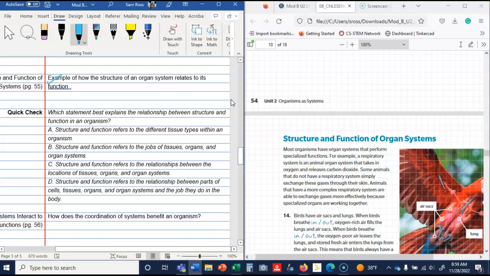Which statement best explains the relationship between structure and function in an organism? This is going to be D. The structure and function refers to the relationship between the parts of cells, tissues, organs, and organ systems and the job they do in the body.